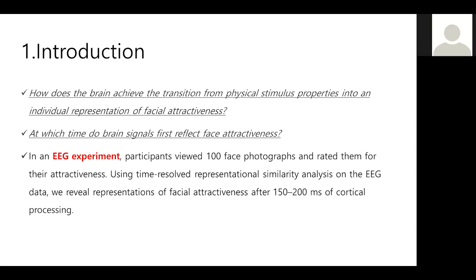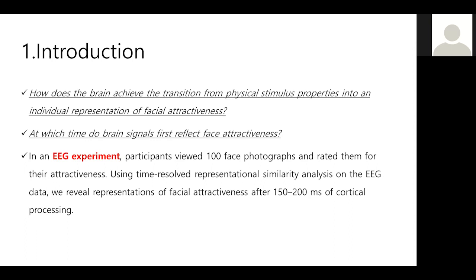One factor that complicates the interpretation of previous studies clearly is the variety in tasks, with some studies employing explicit attractiveness ratings and the others employing orthogonal tasks, which makes it hard to appreciate whether. Here, we set out to resolve when cortical representations of facial attractiveness first emerge during an explicit attractiveness judgment task.